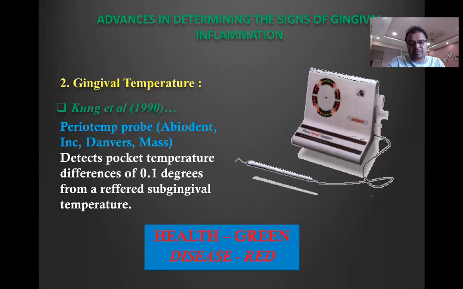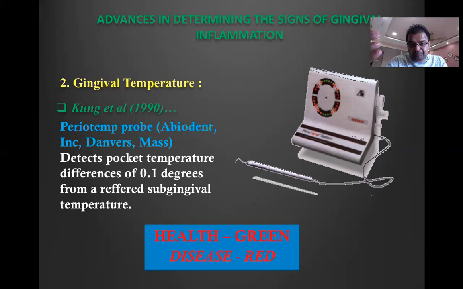So in a similar manner, we now have an instrument known as a periotemp probe, which you can place in the gingival crevice. For example, if I have a second molar or a first molar, and I take this probe and place it into the gingival crevice in that area, and it starts showing me a temperature going into the red zone, it means that this site, which is showing a higher temperature than the rest of the sites, is prone to or is already showing initial signs of inflammation.